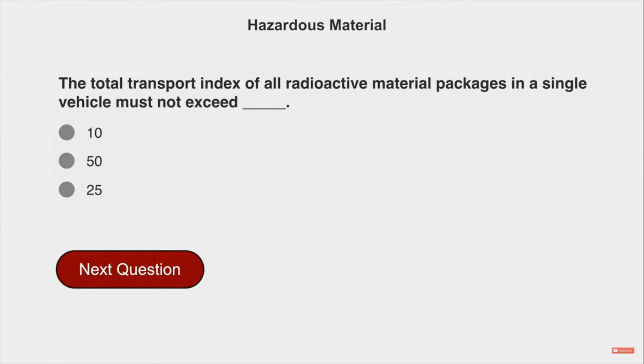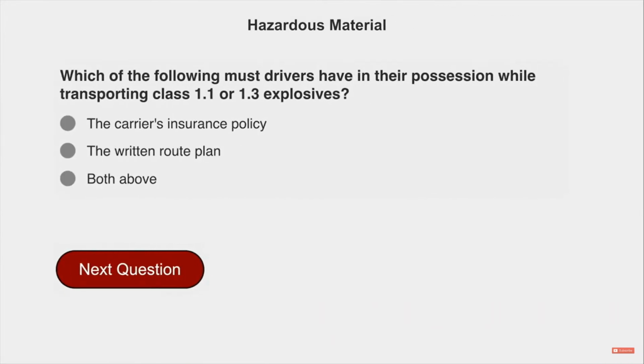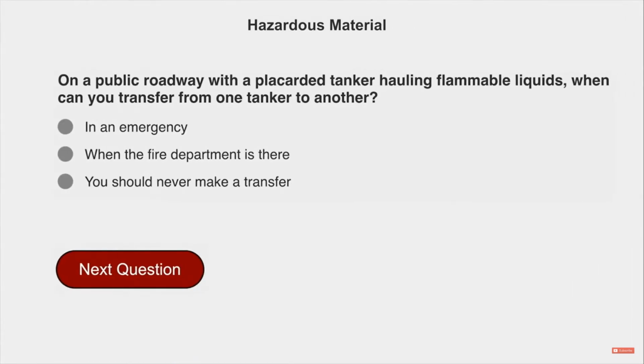The total transport index of all radioactive material packages in a single vehicle must not exceed 50. Which of the following must drivers have in their possession while transporting class 1.1 or 1.3 explosives? The written route plan. On a public roadway with a placarded tanker hauling flammable liquids, when can you transfer from one tanker to another? In an emergency.